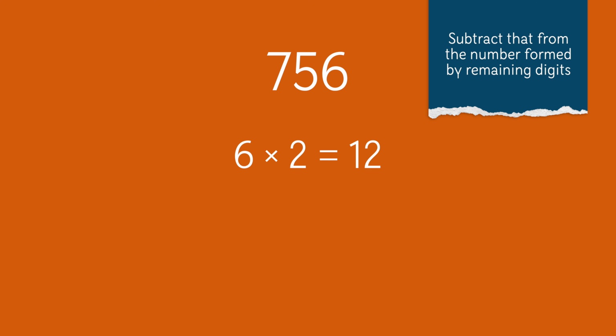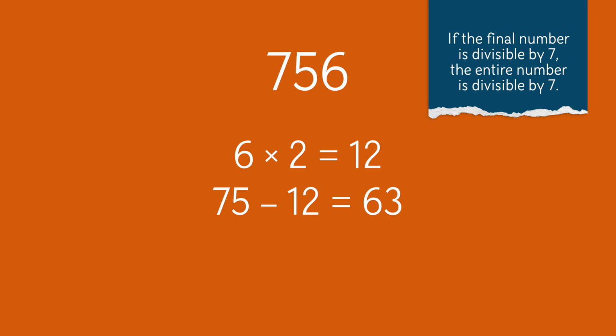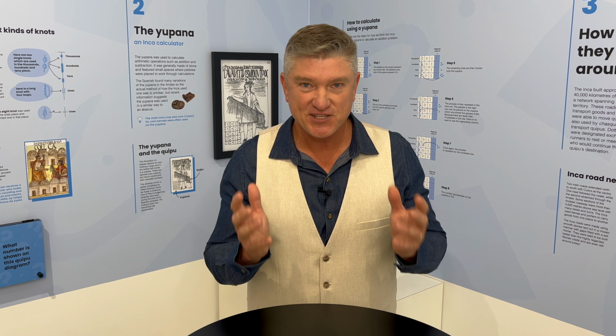Look here at our number again, 756. You double the digit in the ones place, so double 6 gives you 12. You then subtract the 12 from the number formed by the remaining digits. The remaining digits are 75. So 75 subtract 12 gives you 63. Now because 63 is divisible by 7, the entire number is divisible by 7.